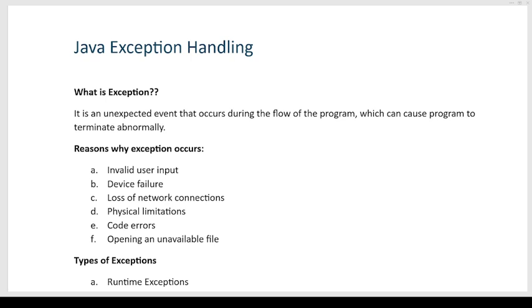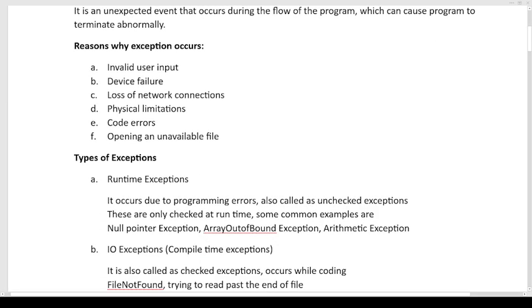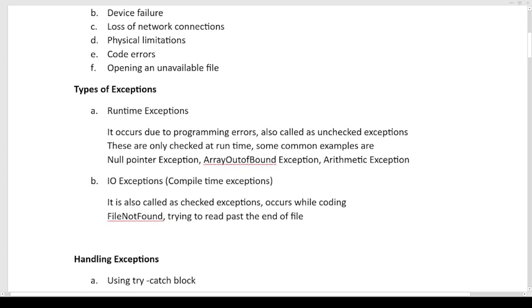Now we'll see how many types of exceptions there are. As you can see here, there are two types. One is runtime exception, another one is compile time exception. So what is the difference between both? Basically, runtime exception occurs whenever we are executing any code or running any application. At that time, whatever errors are thrown come under runtime exception.